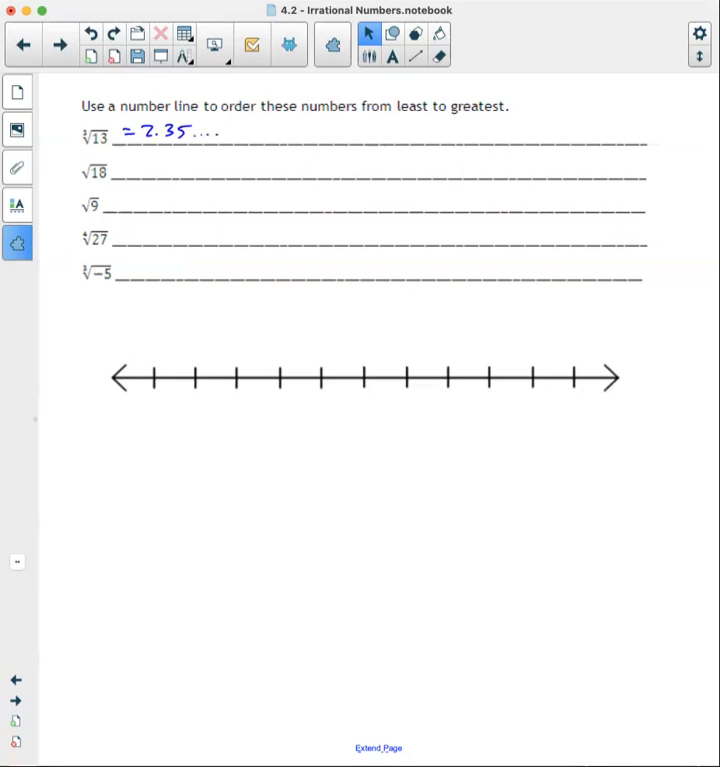Cube root of 18 is 4.24. Cube root of 9, square root of 18 is 4.24. Square root of 9 is 3. Fourth root of 27 is 2.279. And the cube root of negative 5 is negative 1.709. Okay, so we have some negative values and some positive values. So on the bottom, our range is negative 1.7 to 5. So let's go negative 3.